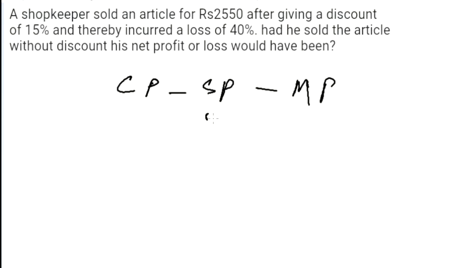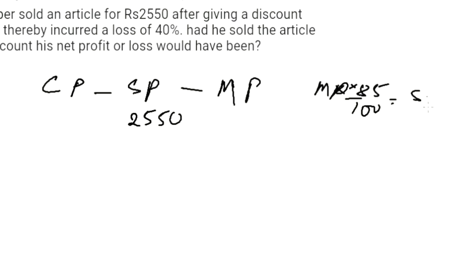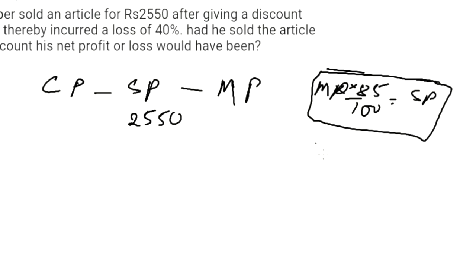Sold an article is given as 2550, which is the selling price after giving a discount of 15%. So we know MP into 85 by 100 gives you the selling price. If you know this directly, you could have done it like this: MP would be 2550 into 100 by 85, and you cut it with 5.